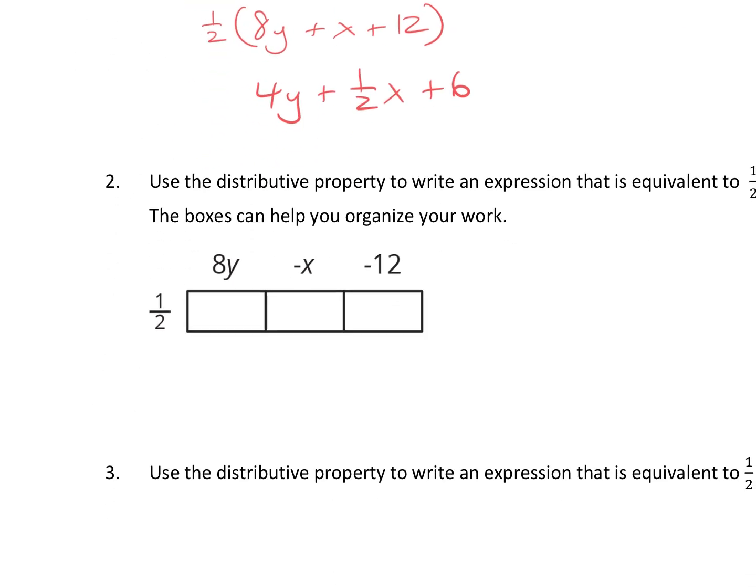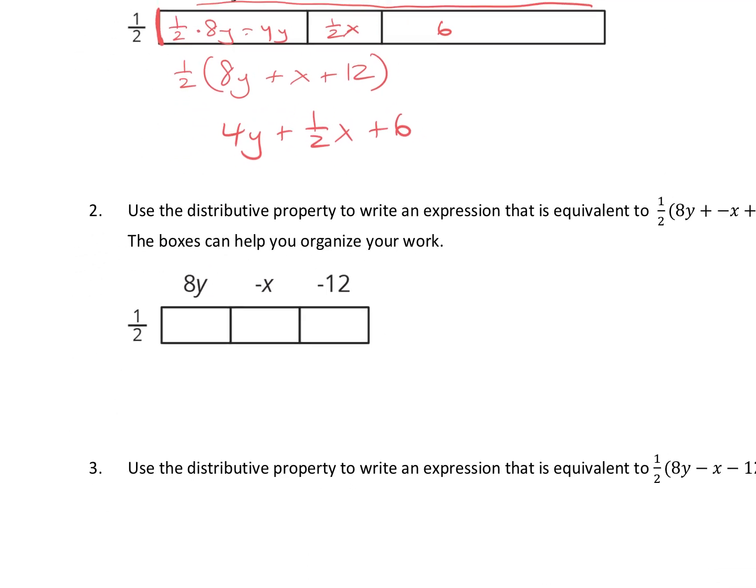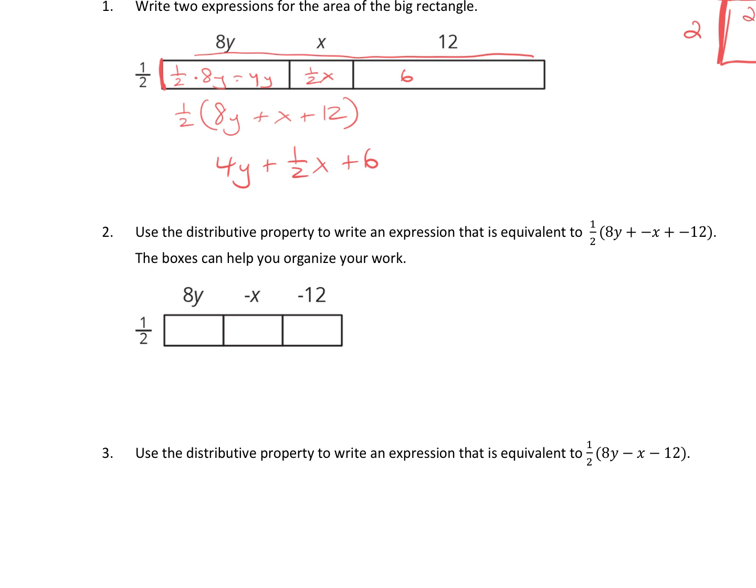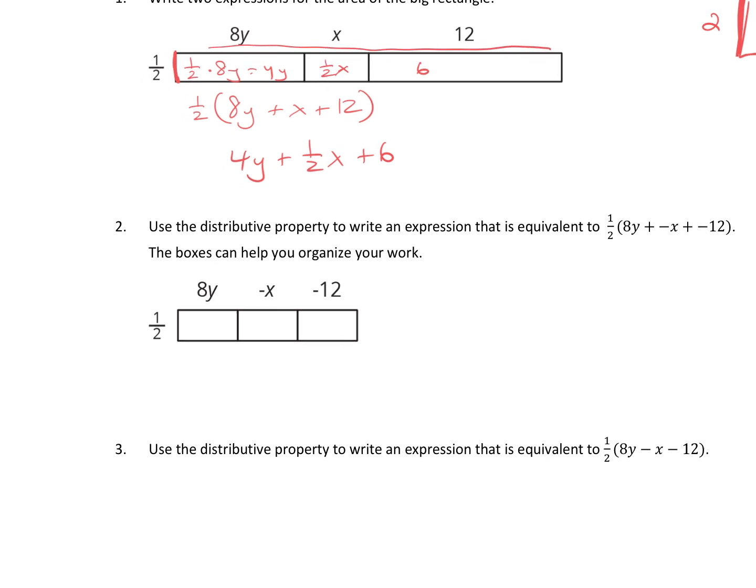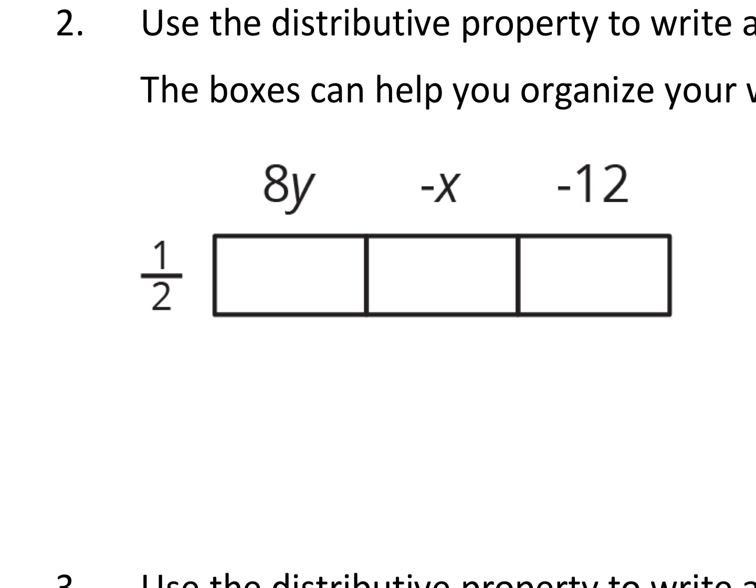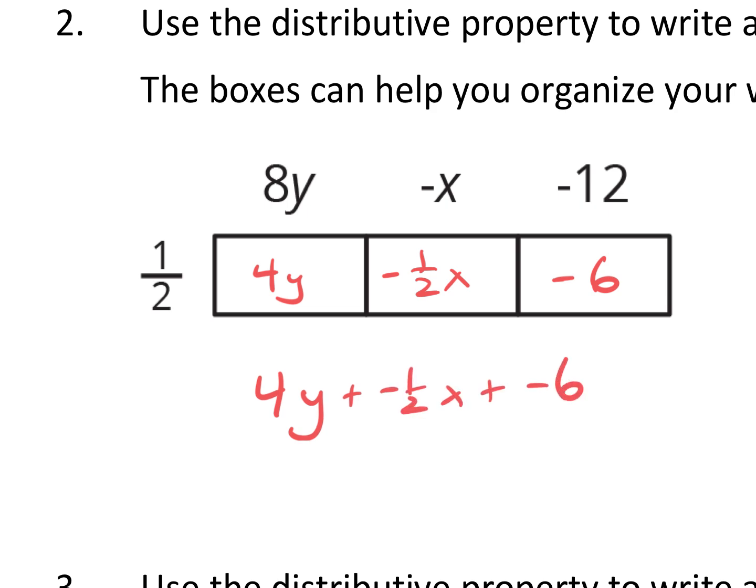All right, let's look at question 2. This one says use the distributive property to write an expression that is equivalent to 1/2 times 8y plus negative x plus negative 12. So a couple of different ways to think about this, and I'm going to show you 2 different ways. One way is use the boxes, right? 1/2 of 8y is 4y. 1/2 of negative x is negative 1/2 x. And 1/2 of negative 12 is negative 6. So you would end up with 4y plus negative 1/2 x plus negative 6.